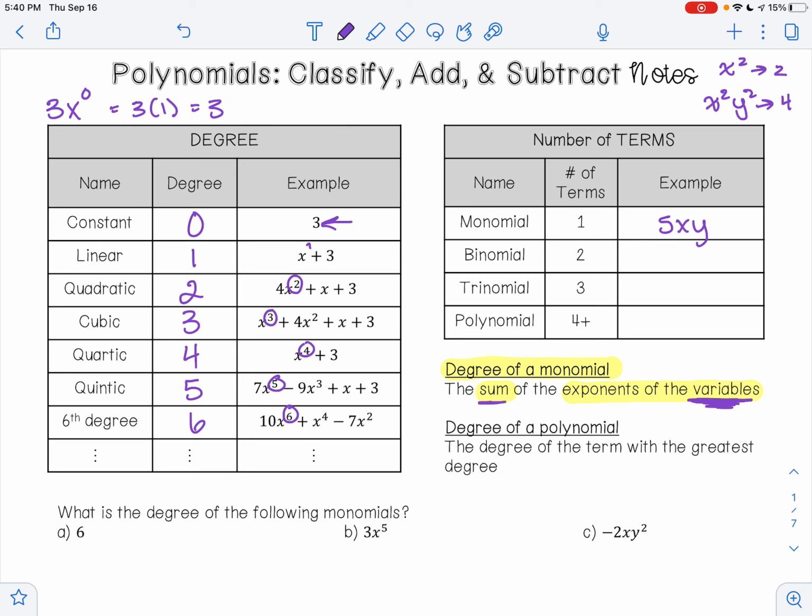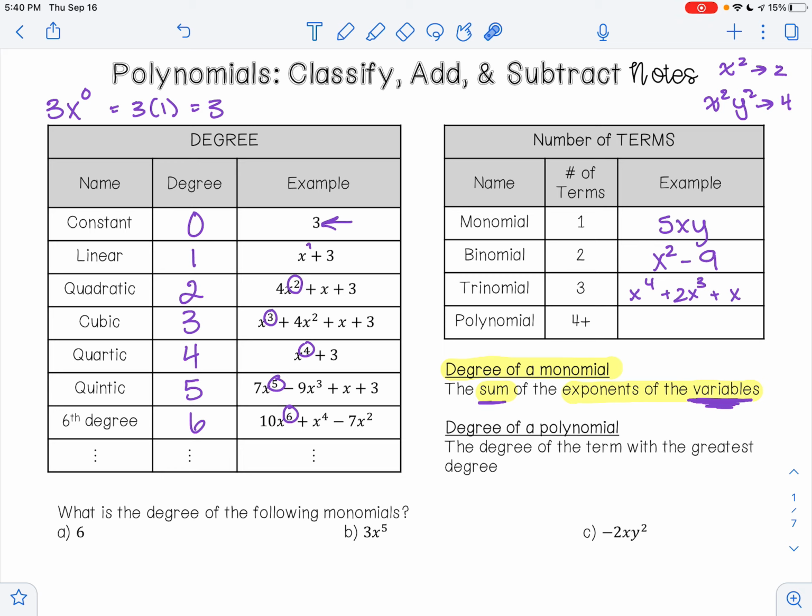A binomial has 2 terms. So something like x squared minus 9. This is a binomial because I have 2 terms. The terms are separated by the subtraction sign. A trinomial has 3 terms. So something like this would be considered a trinomial because I have 1, 2, 3 terms.